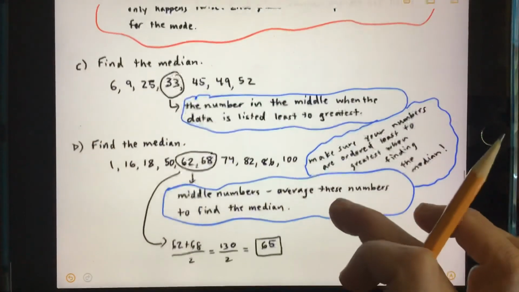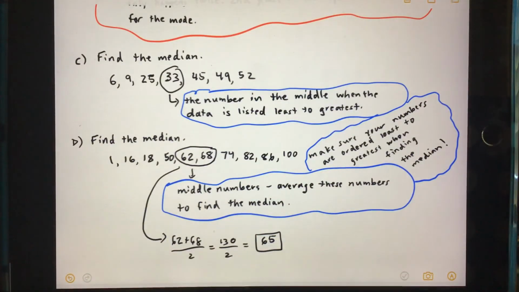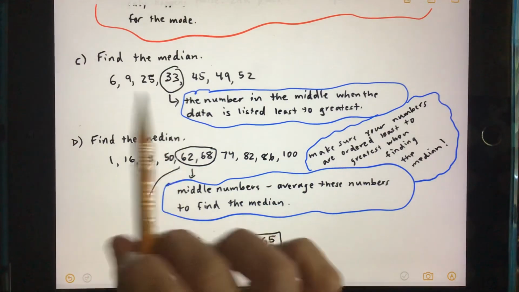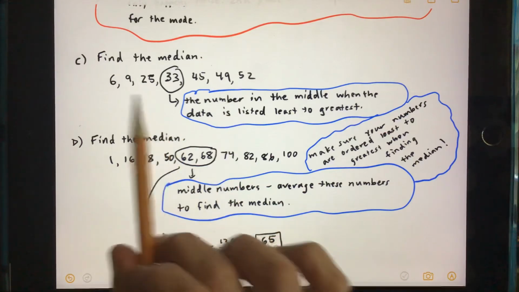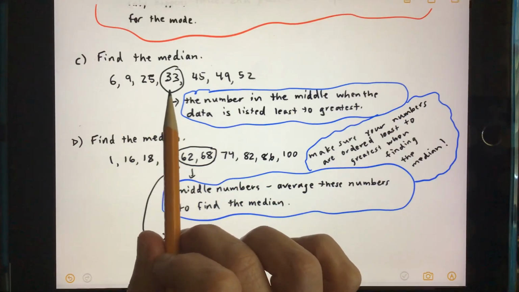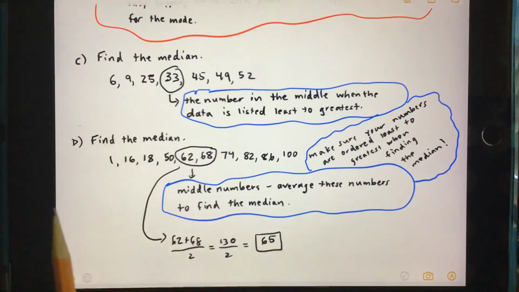All right, board problem C, find the median. Well, in our example, our median value came from averaging two middle numbers because there was an even number of numbers in our data set. There were 8 numbers in that waterfall example. So we did have to average the two middle numbers. But in this case, I have 7 data values, and 33 is smack dab in the middle. There's 3 values above, 3 values below.